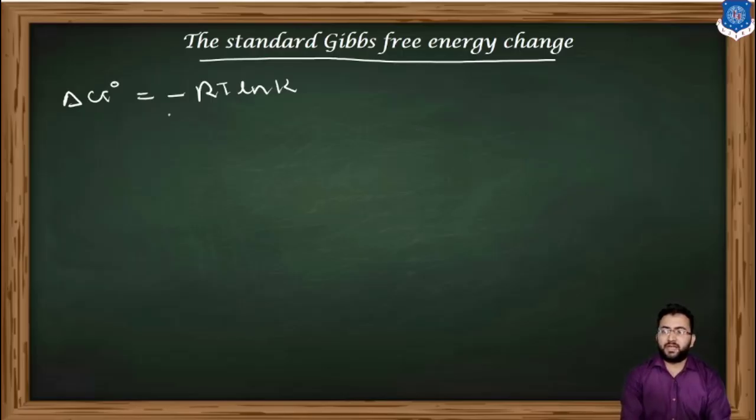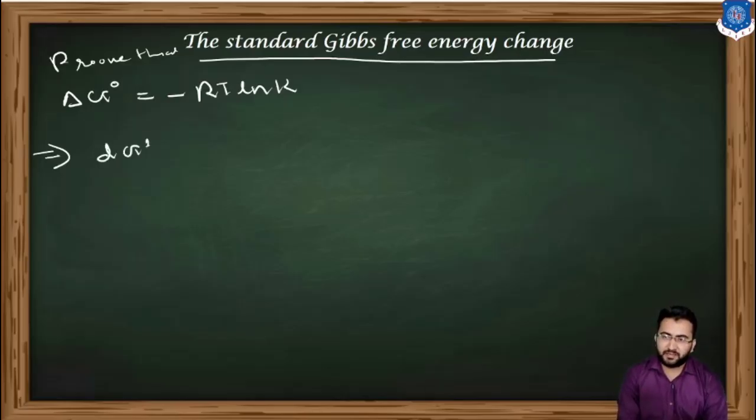In the exam, this question is asked as: prove that delta G naught is equal to minus RT ln K, or prove the standard Gibbs free energy in terms of the equilibrium constant. To prove this, we first consider the fundamental property relation for the chemical potential, which is given by d(nG) is equal to nV dP minus nS dT plus summation of mu i d ni.